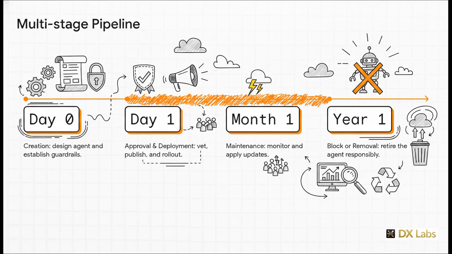Finally, we reach block or removal. Now, blocking just prevents any user from accessing the agent, which is great for immediately decluttering the environment. Removal, on the other hand, completely deletes the agent from your inventory.